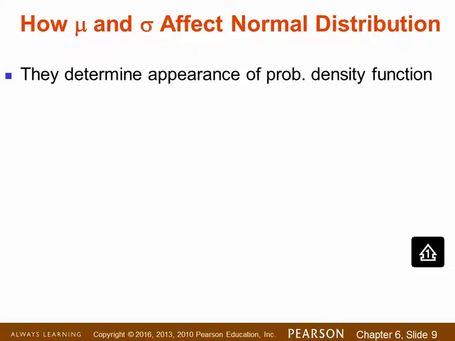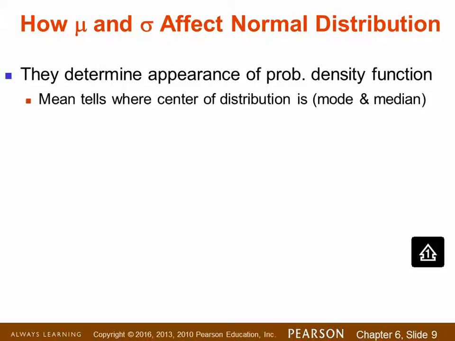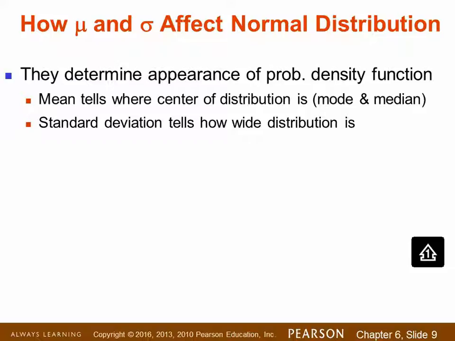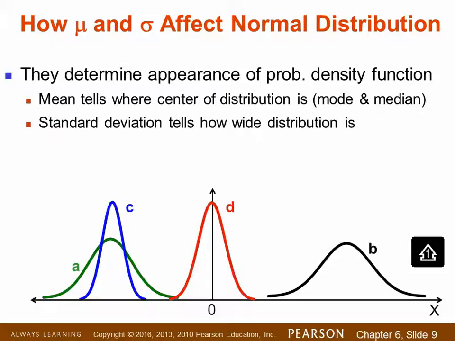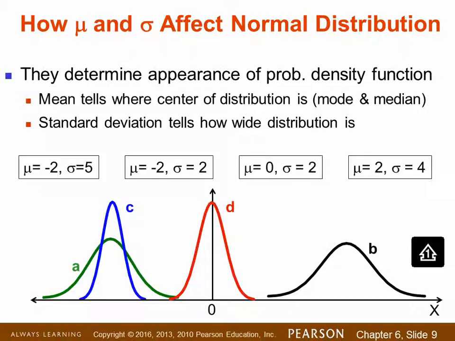And basically what happens is these two things determine the appearance. Whenever you have a symmetric distribution, the mean tells you where the center is, always. So the mean tells us where that center is, and the standard deviation is always a measure of how wide that distribution is. So let me give you a little quiz. Here are 4 different distributions, and here are 4 different parameters that go with those distributions. I want to match each of these up to the correct distribution.